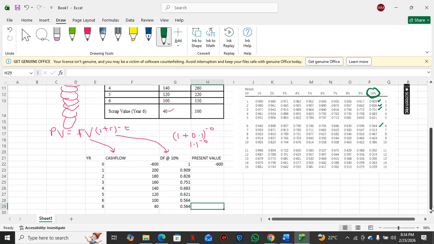Colleagues, are we okay with that? How I was getting these values from the table? Any questions?